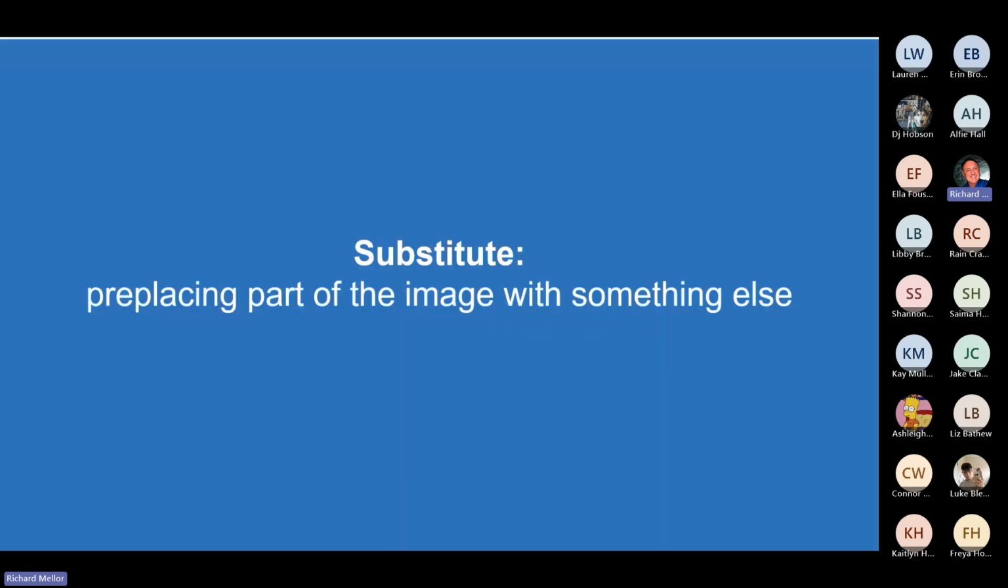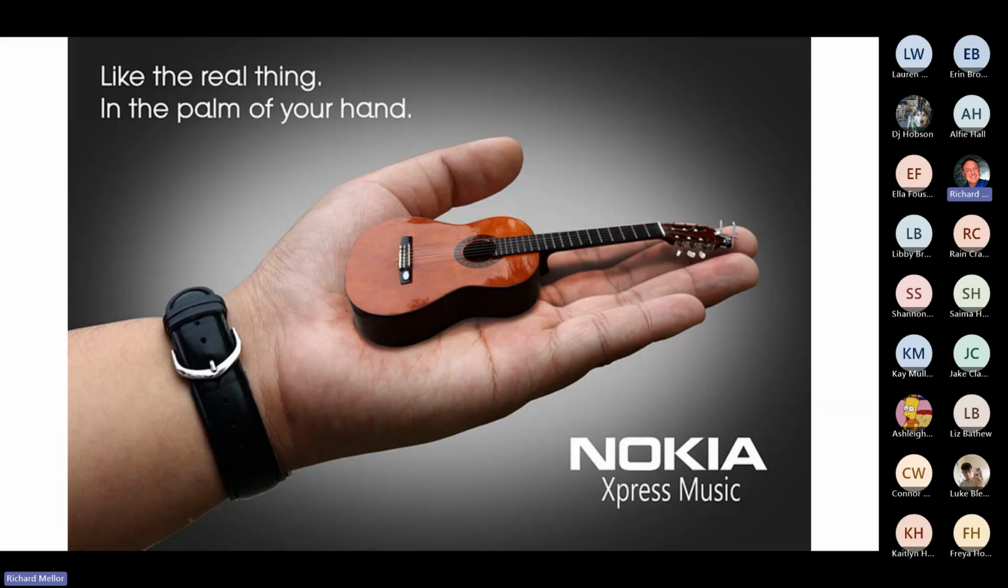And then you've got the second of the two, which is substitute, which is replacing part of the image with something else. Take, for instance, this image here. You've substituted what would be in the hand with a little miniature guitar, implying that it's like having the real thing in the palm of your hand. So you've substituted something there.